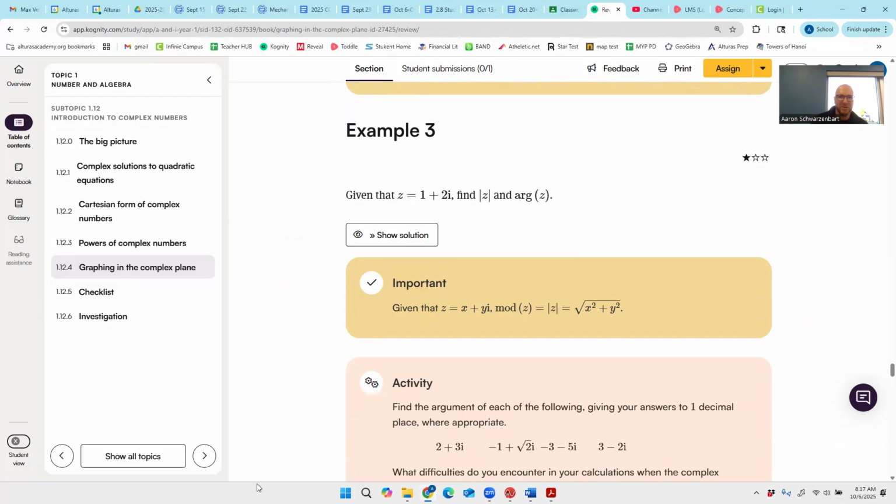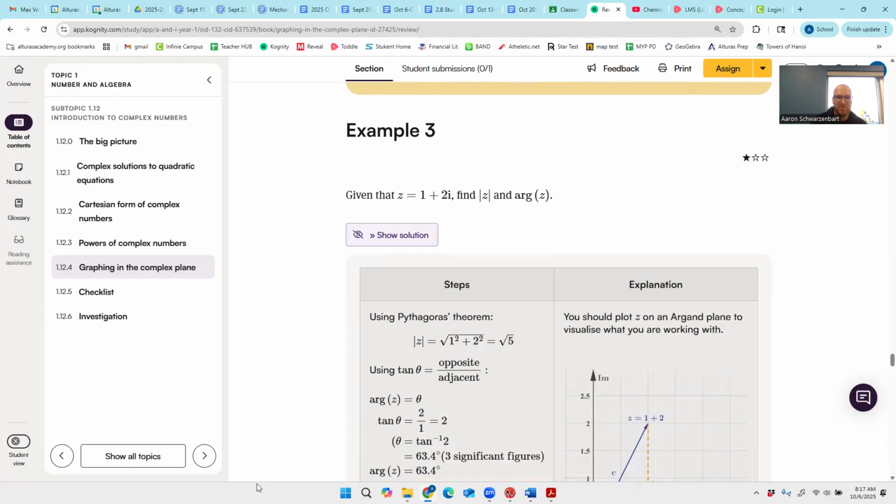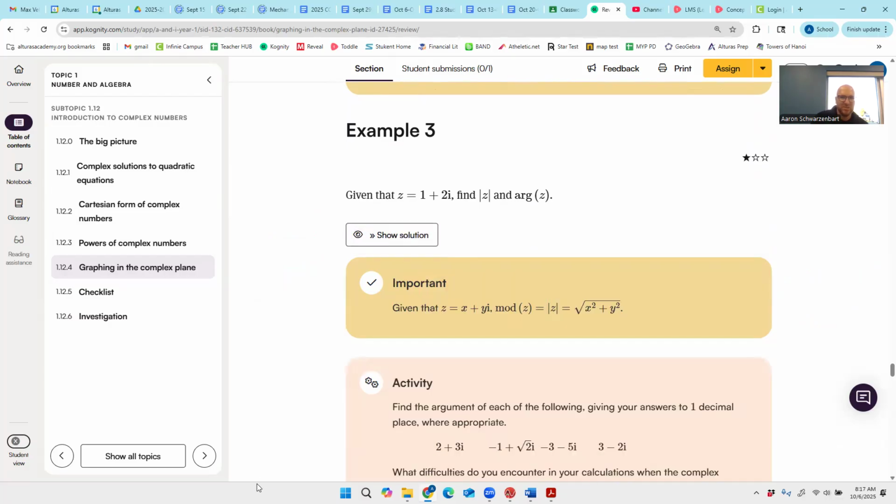Okay, so now we're going to convert this to argument form or to polar form. So the first thing I need to do is the modulus, which I just do by the Pythagorean theorem. Modulus is radius. Yes, put that in your notes. Radius is very easy. You'll just use the Pythagorean theorem.